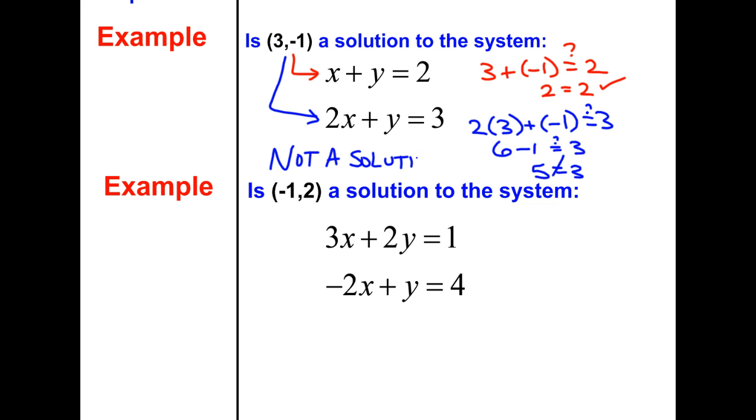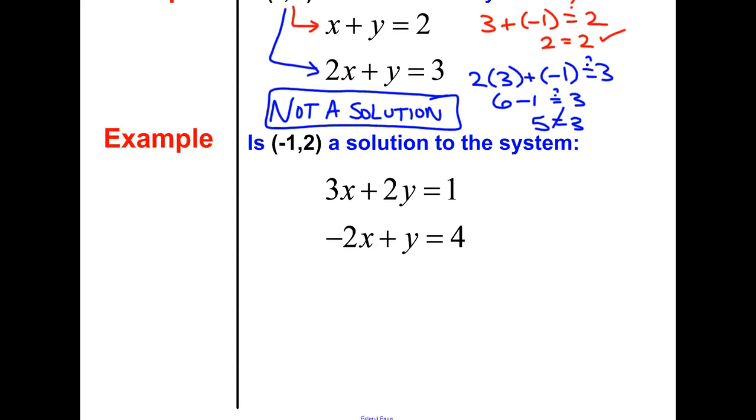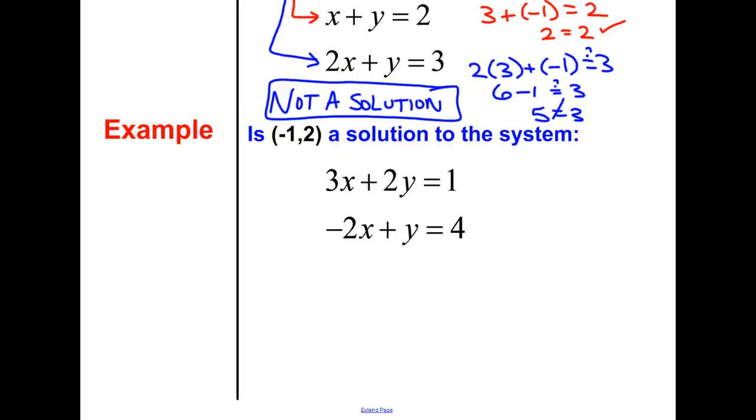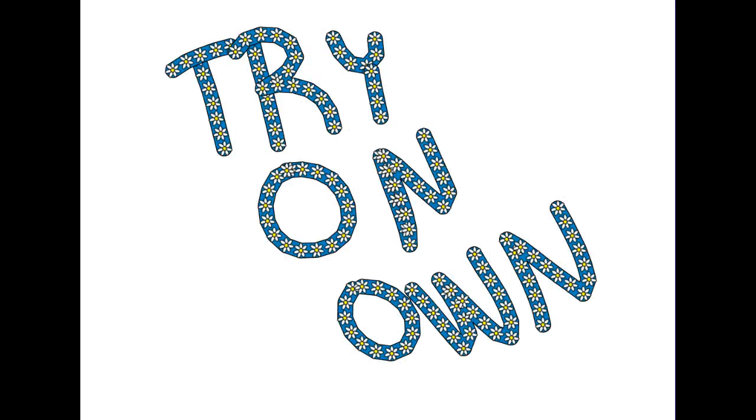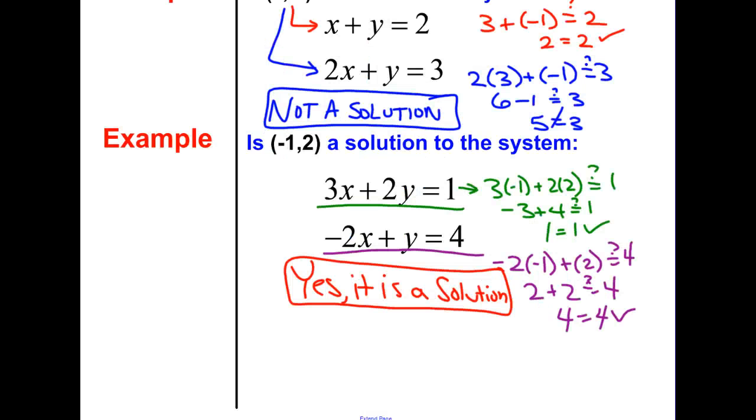So the key to this is to make sure you don't just stop once you see that it works for one equation in the system. It's got to work for both equations in the system. Because it doesn't work for that blue equation, it is not going to be a solution for the system of equations. All right, I want you to pause right now and try this second one on your own. Tell me, is this a solution for the system of equations? All right, here's what I got. You should be able to check and see that it definitely is a solution for the system because it is a solution for both of the equations.